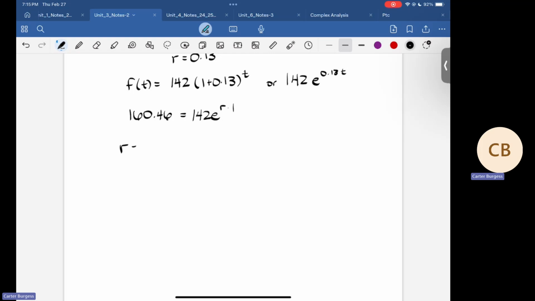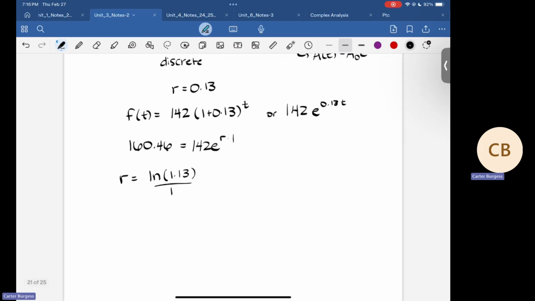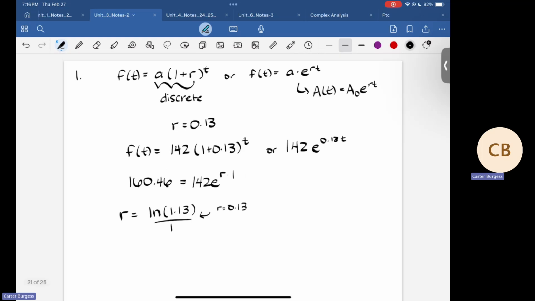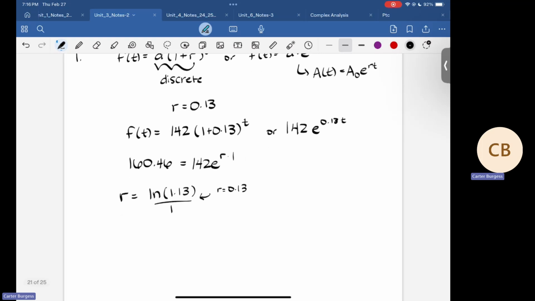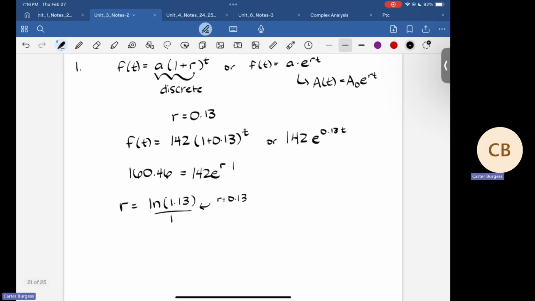When I do, I'm going to get that r is equal to the ln of 1.13 over 1, which we could also use for that value of r. It's slightly different than using r equals 0.13, but it's close enough that it'll get the job done. And frankly, both of these interpretations are just as good, and either one would be valid. So not one that we saw really listed here, but this would also have made for a good value of r.